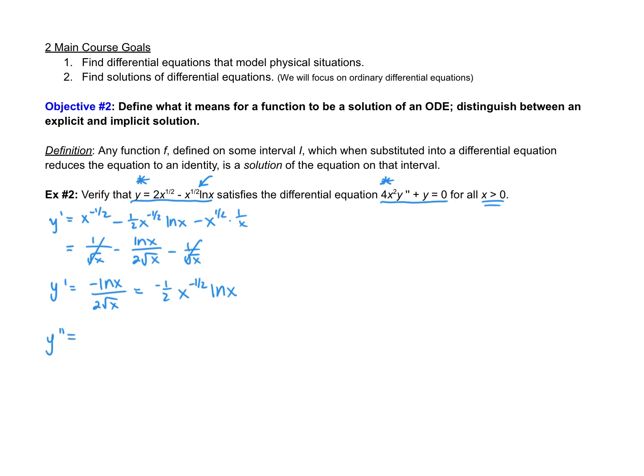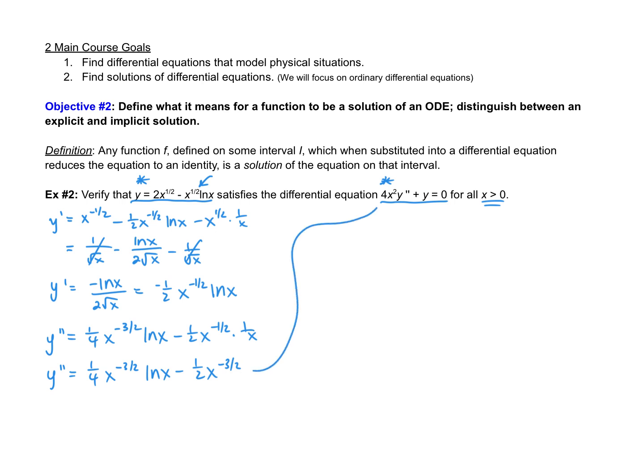So now my second derivative, I have 1/4 x to the negative 3 over 2 natural log of x, subtract 1/2 x to the negative 1/2 times 1 over x. So that gives me 1/4 x to the negative 3 over 2 natural log of x, subtract 1/2 x to the negative 3 over 2. All of that is the background that we can now substitute into our equation.